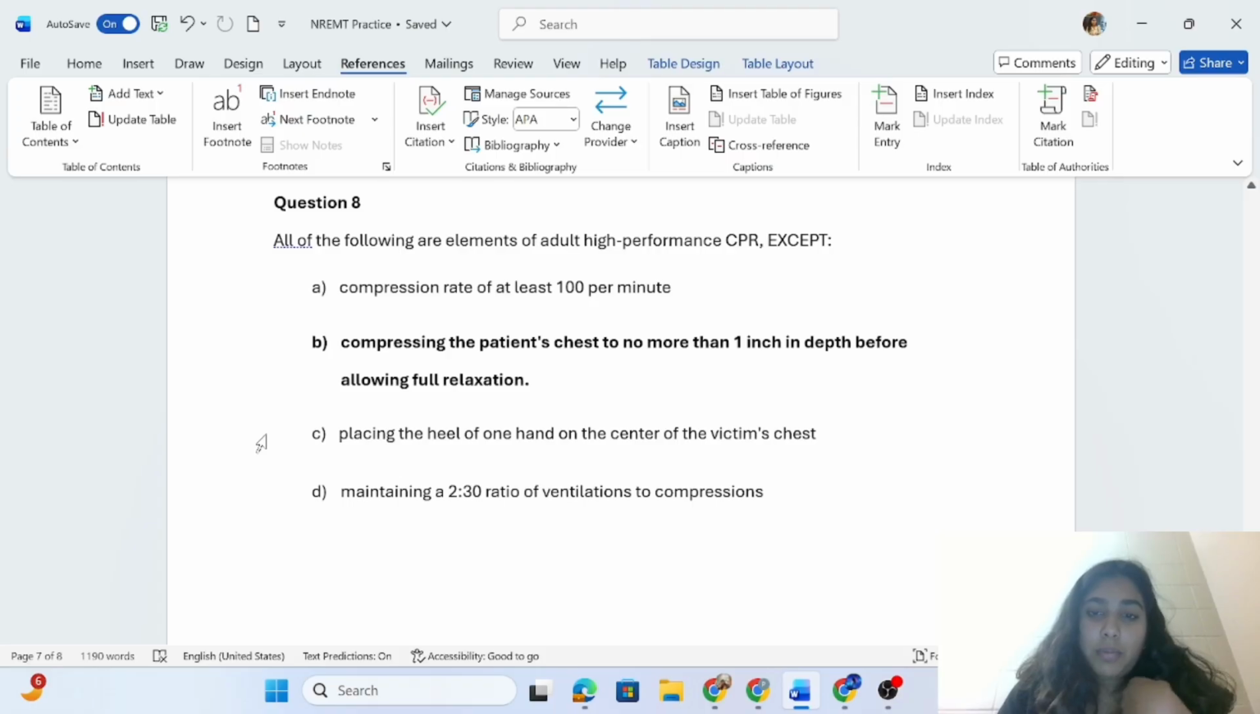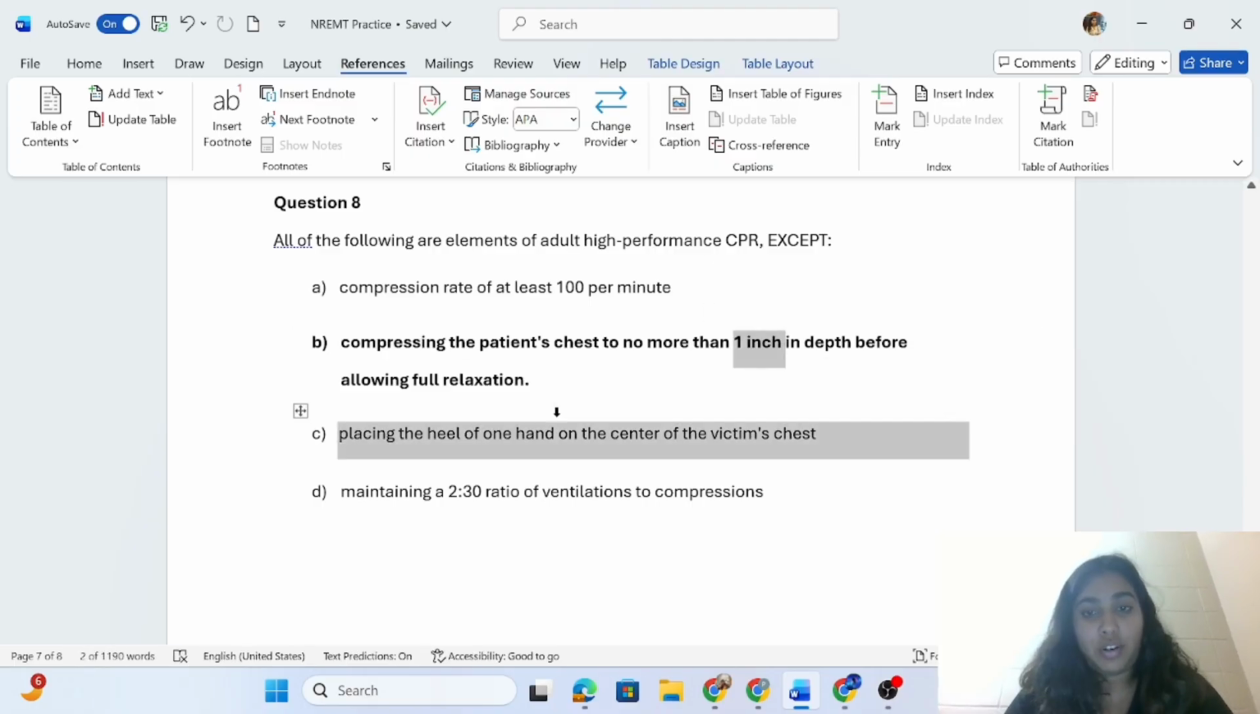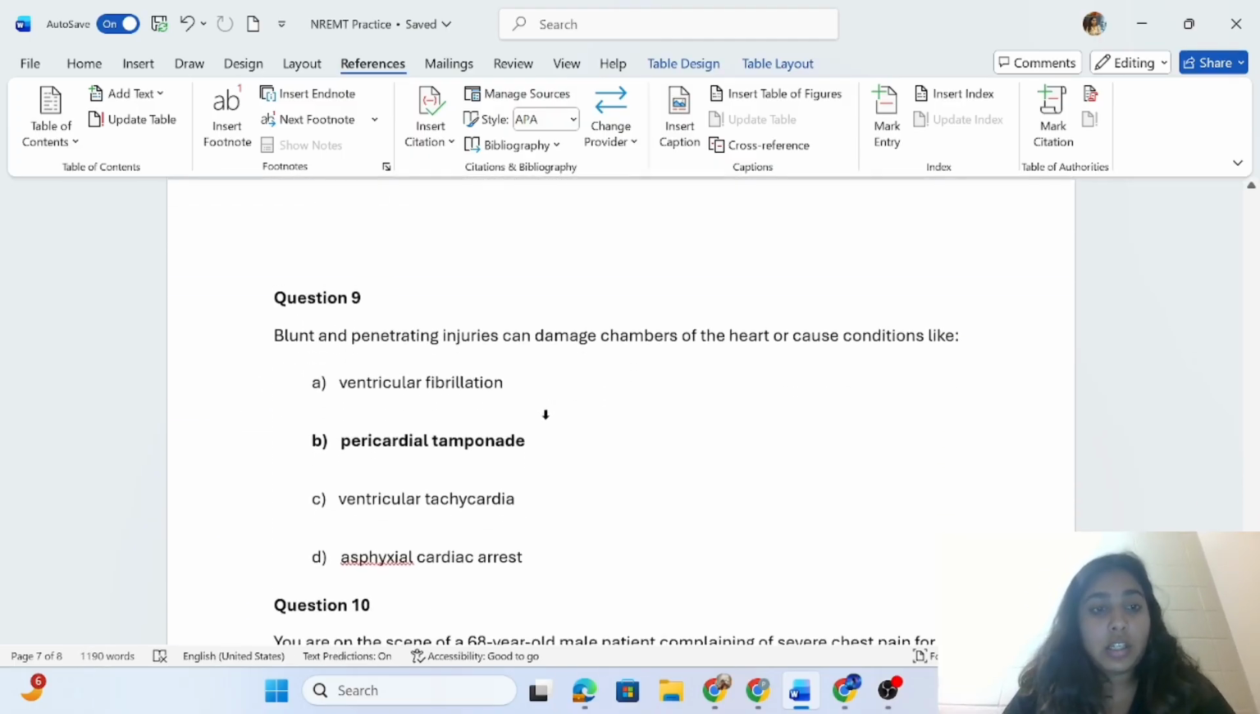The only problem I see in this is it's not 1 inch, it's 2.5 inch. But that doesn't matter because in real life you would be doing it real hard on the patient. But I think the only problem here is it's 2.5 inch and not 1 inch. Okay. But allowing full relaxation is correct because you have to let it recoil. So yeah, B option is not correct because it should be 2.5 inch and not 1 inch.